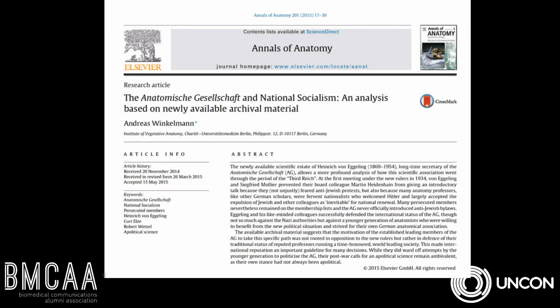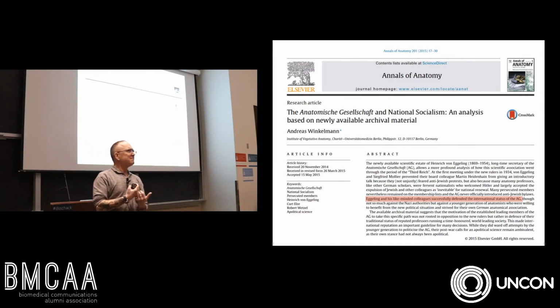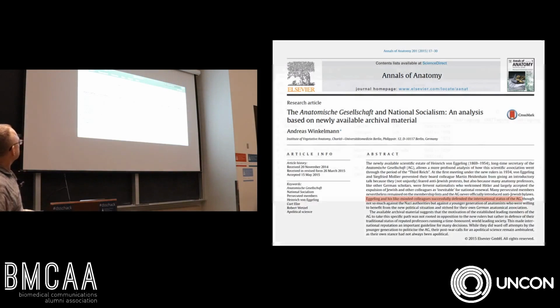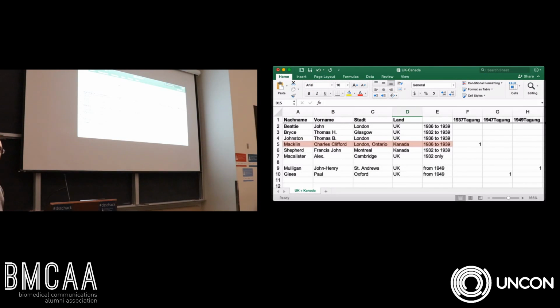And I'm reading this paper, and I discover that the Anatomische Gesellschaft is not just a European group, it's an international body. I thought, well, okay, that's interesting. So I write to him, and I said, you're looking through the records that the secretary left behind. Were there any Canadians in the group? I don't know. And he says, oh, yeah, there were a couple. And there's Charles Clifford Macklin.